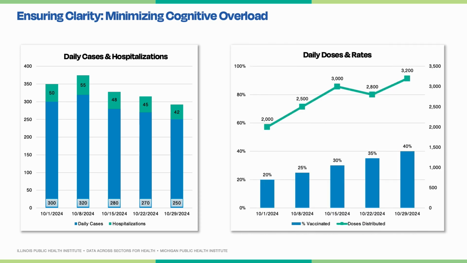The second chart focuses on daily doses administered and vaccination rates. This allows the viewer to clearly see how vaccination efforts progressed over time, with the percentage of vaccinated individuals steadily increasing as daily doses increased. By focusing each chart on a specific story, we reduce cognitive overload and make it easier for viewers to connect with the insights.